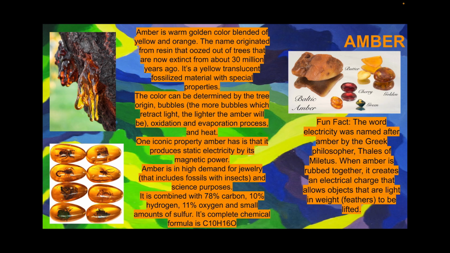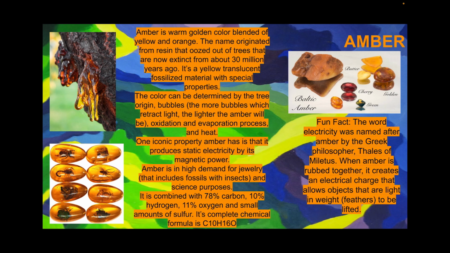The color can be determined by the tree origin and bubbles, where the more bubbles which refract the light, the lighter the amber will be, along with oxidation and evaporation processes, and heat. One iconic property amber has is that it produces static electricity by its magnetic power.